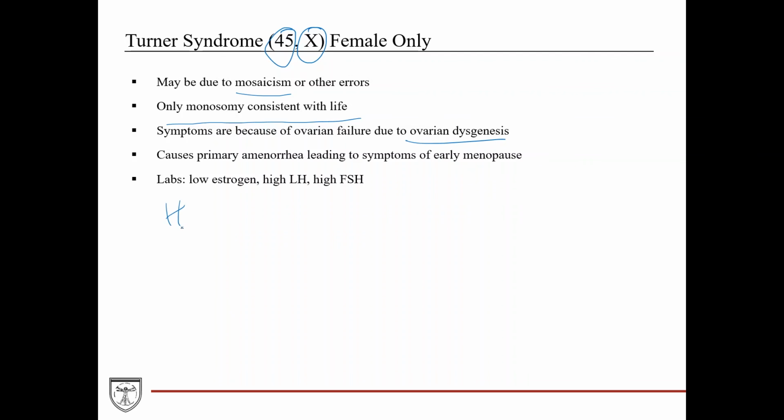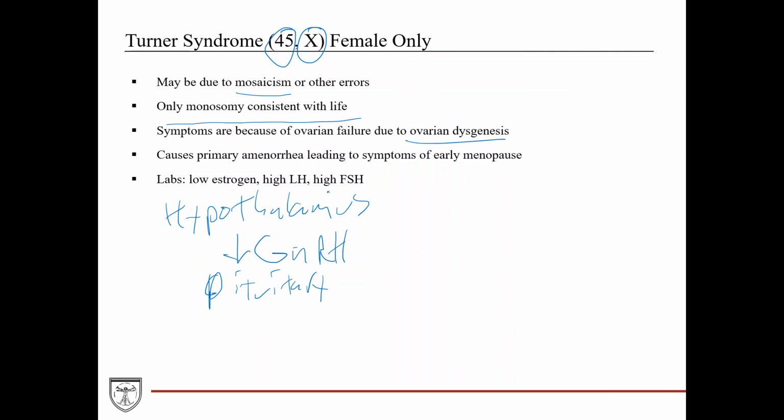So briefly, just like we did for Klinefelter's, we'll talk about very basic endocrine physiology for the female. The hypothalamus releases gonadotropin releasing hormone, GnRH, which then stimulates the pituitary to release follicle stimulating hormone and luteinizing hormone, which then go on to stimulate various processes in the ovary, which result in producing estrogen. We won't get into the other processes because that's beyond the scope of a biochemistry lecture.